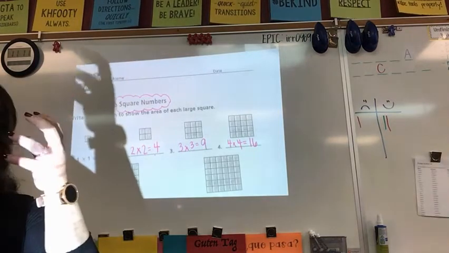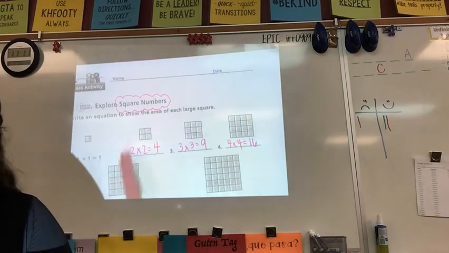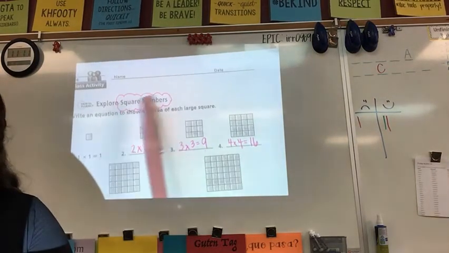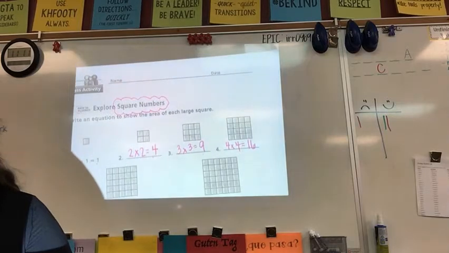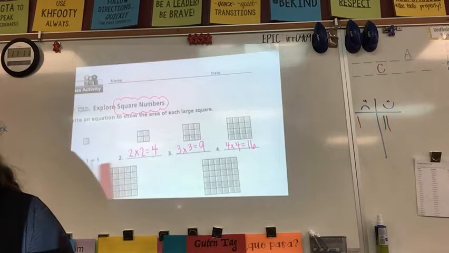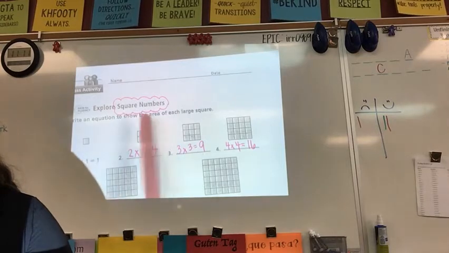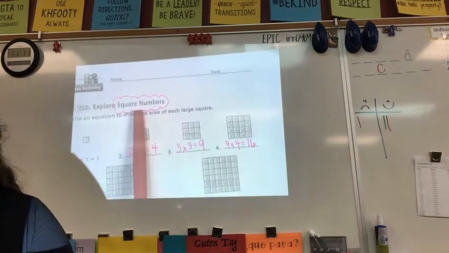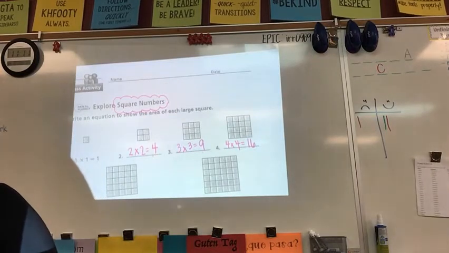That new vocabulary word you were thinking of in your brain is square numbers. And so we found these products here. When a number is times itself, the product is a square number. If your eyeballs are down in your lap or in your desk right now, you are not being a respectful, responsible third grader.